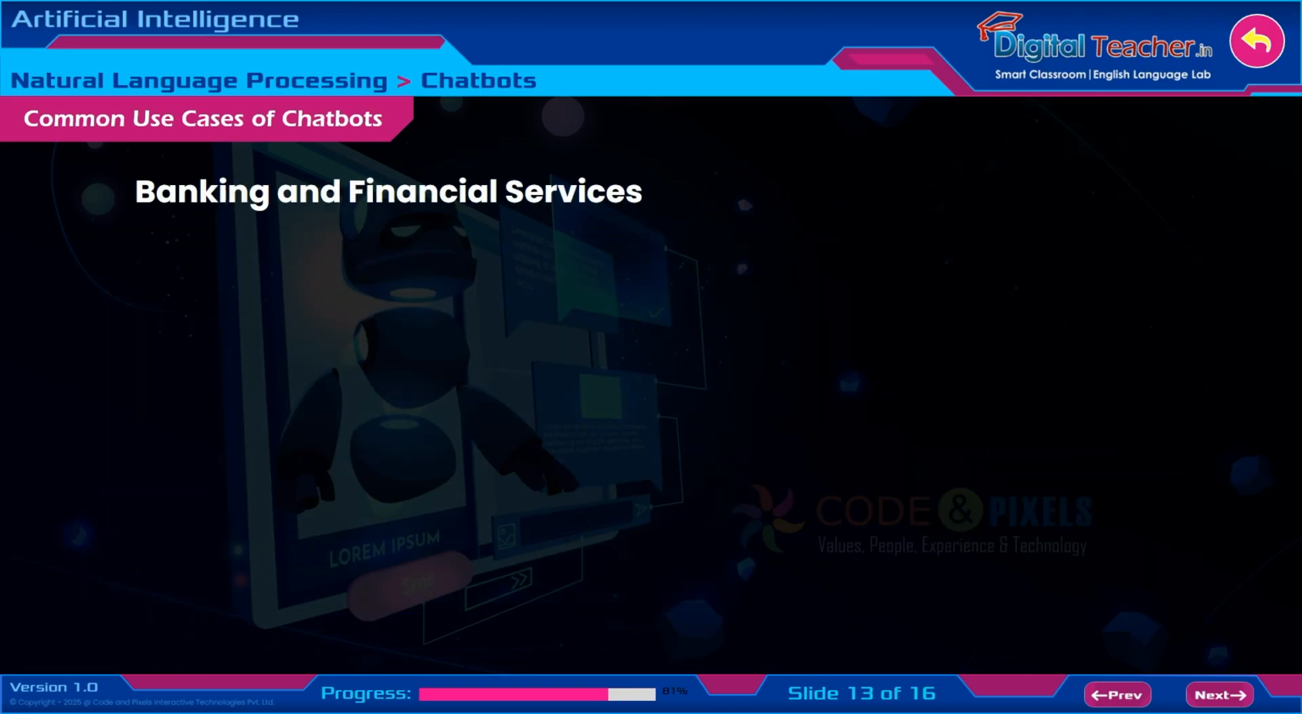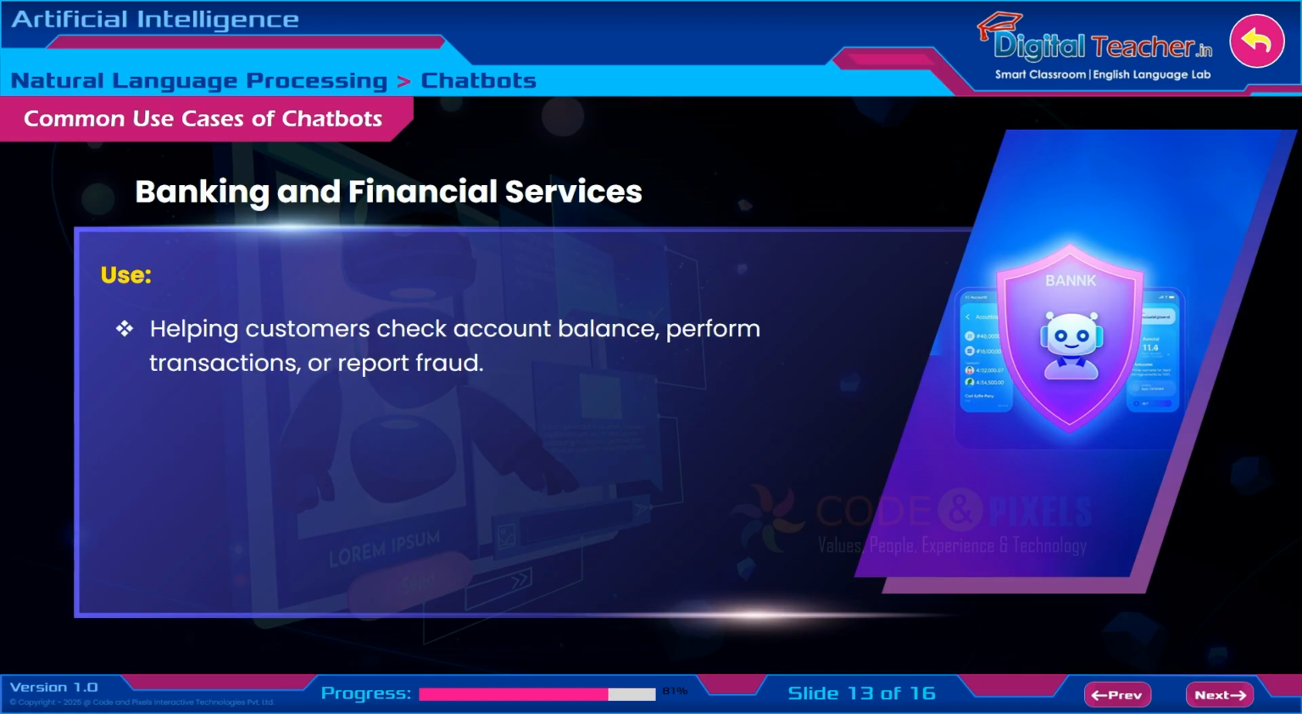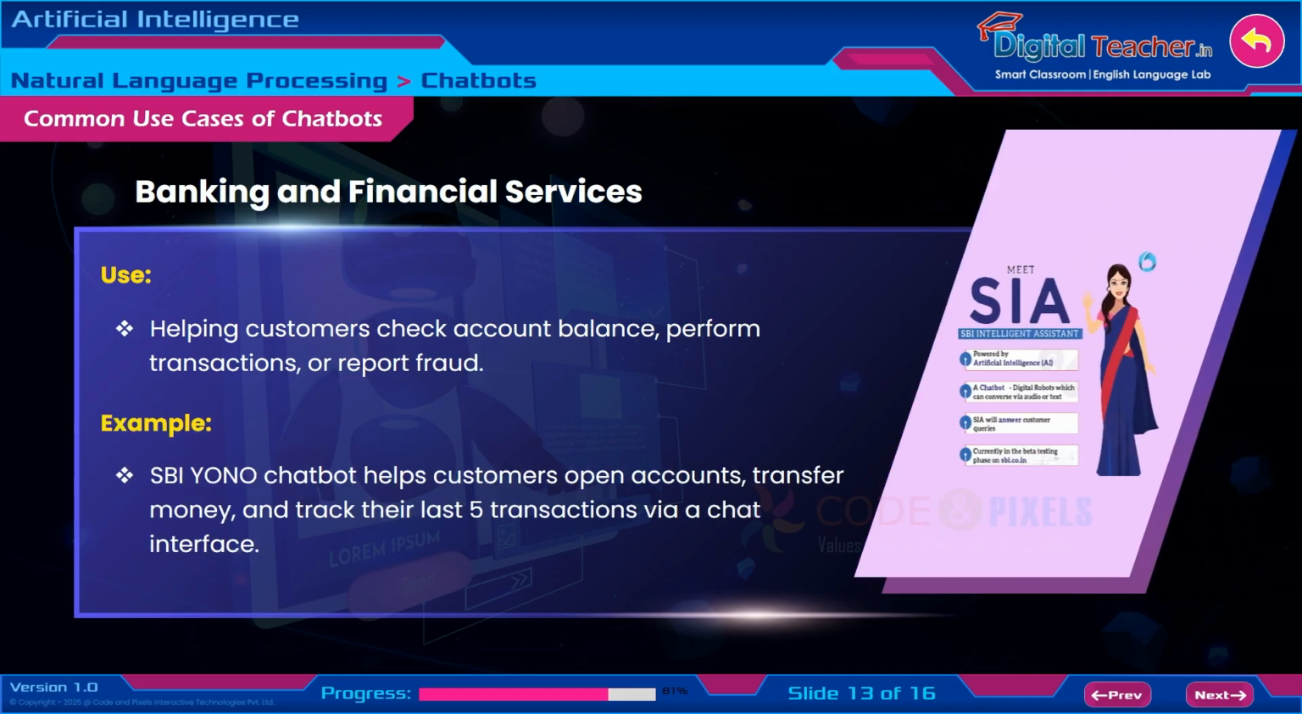Banking and financial services. Use: helping customers check account balance, perform transactions, or report fraud. Example: SBI Yono chatbot helps customers open accounts, transfer money, and track their last 5 transactions via a chat interface.